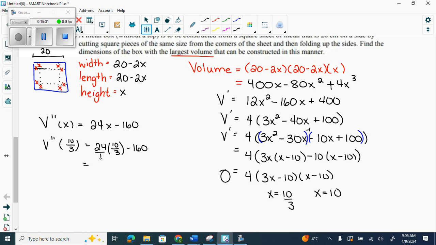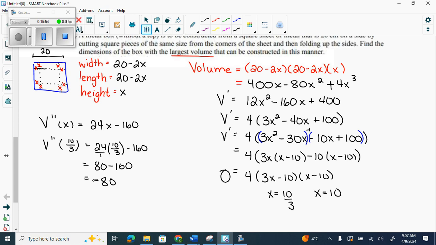I would literally just write volume. On a test, I would write volume. Okay, so then here we have 240 over 3, which is 80, minus 160, which is negative 80, which is negative, which means this is a maximum, correct? Second derivative test shows that. So we have a maximum at 10 over 3.